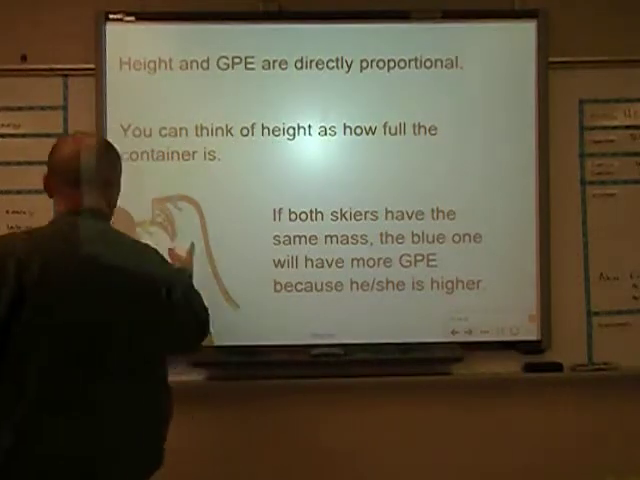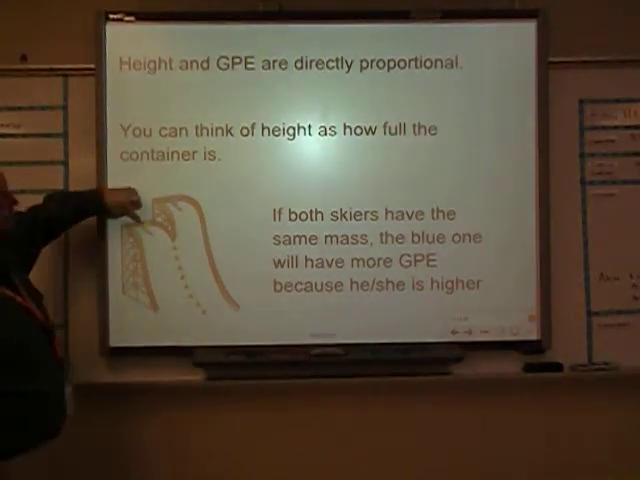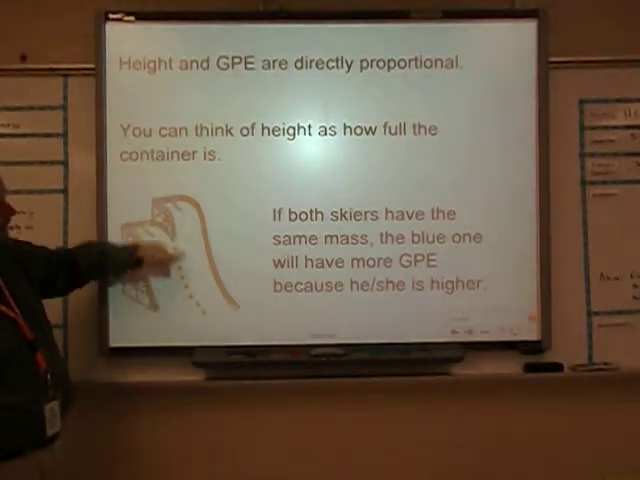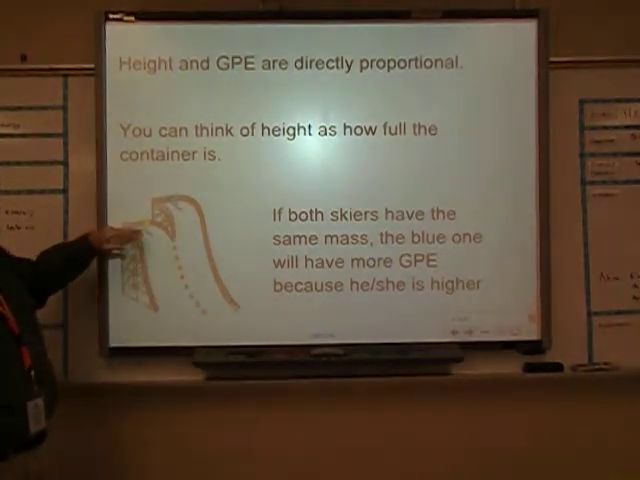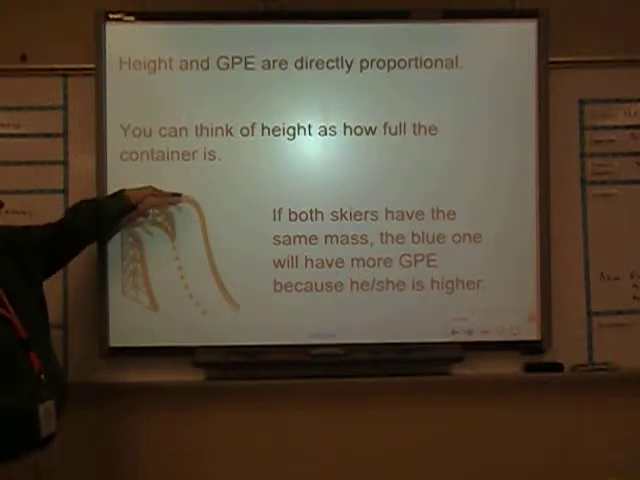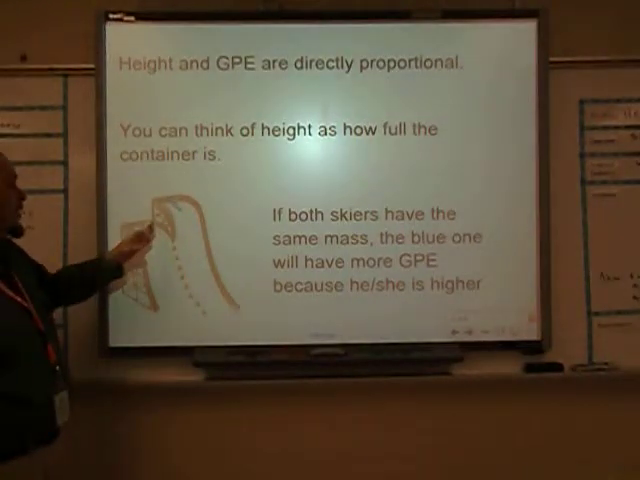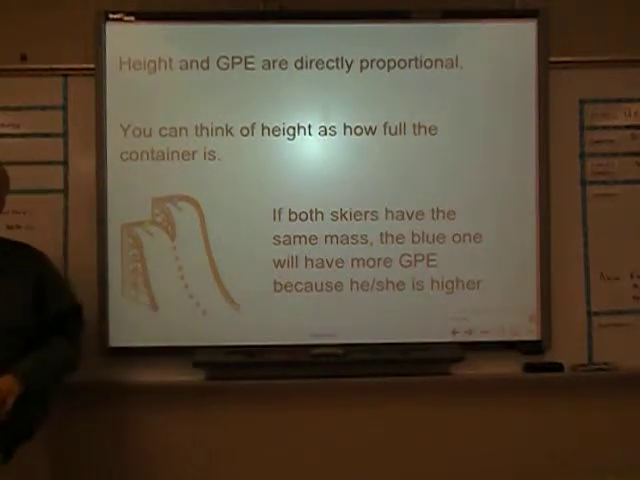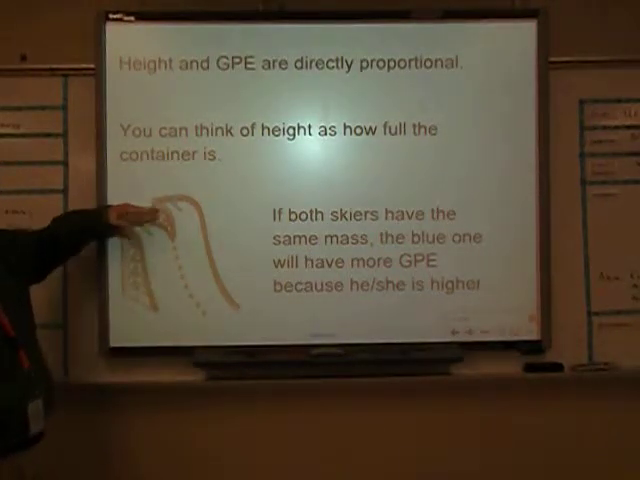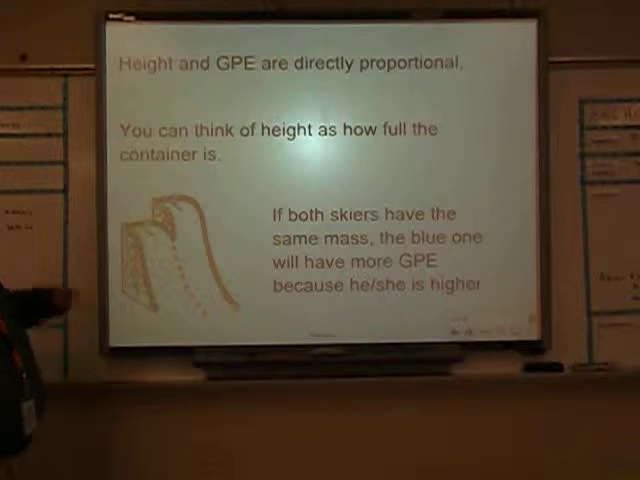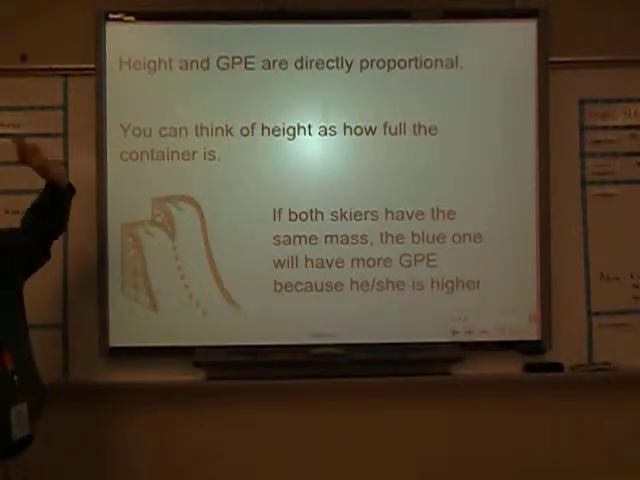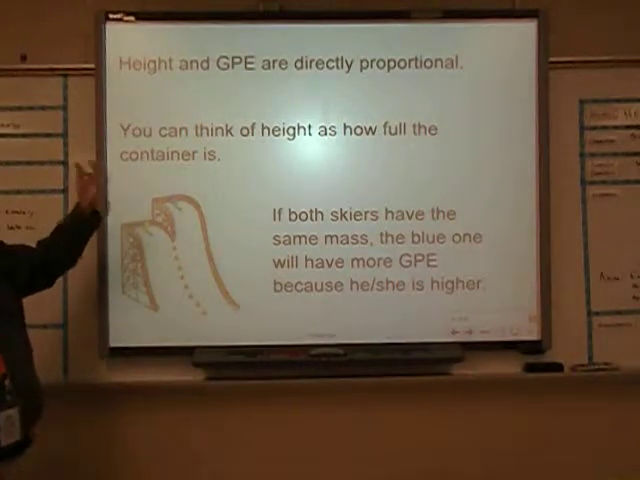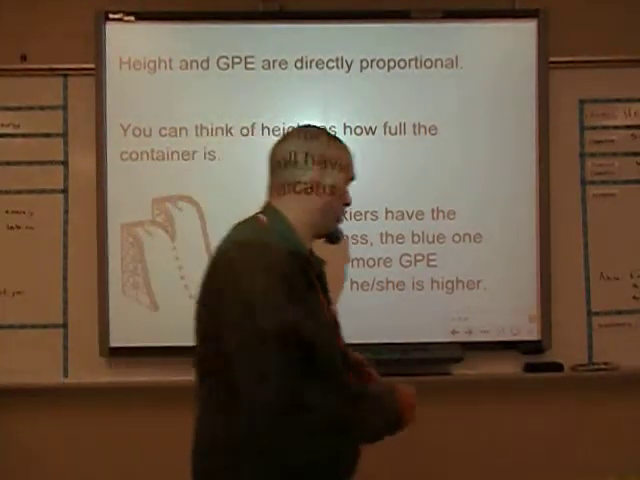In my illustration here, I have a yellow skier at the top of a ski jump. I have the blue skier at the top of a ski jump. The yellow skier is lower than the blue one. If they are both equal in mass, the blue one would have more gravitational potential energy because they're higher up. If their height was 20% higher, it would be 20% more gravitational potential. If they're 30% higher, it's 30% more. It's directly proportional.